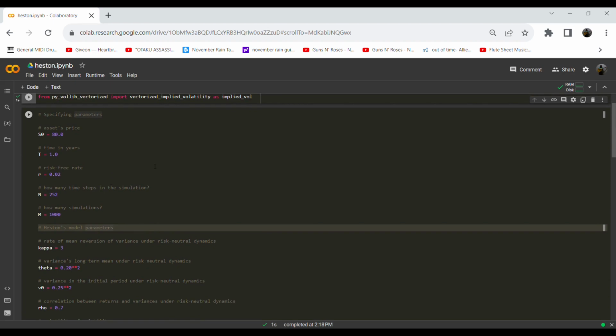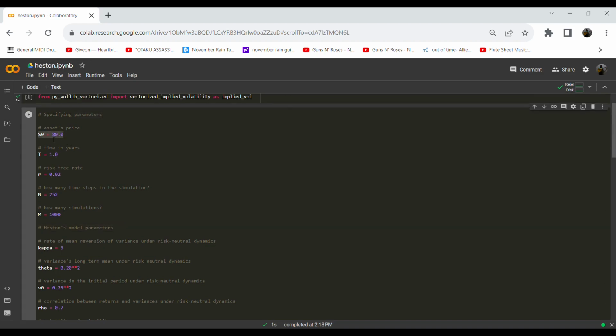Now we need to specify some outside parameters. The first one is an initial price for the underlying stock price. We are going to put it as 80. We need to specify a time interval in years. Let's consider only 1 year. We need to specify a risk-free rate. Let's define it as 0.02. We need to specify how many time steps in our simulation. And we need, of course, to specify how many simulations we are going to run.